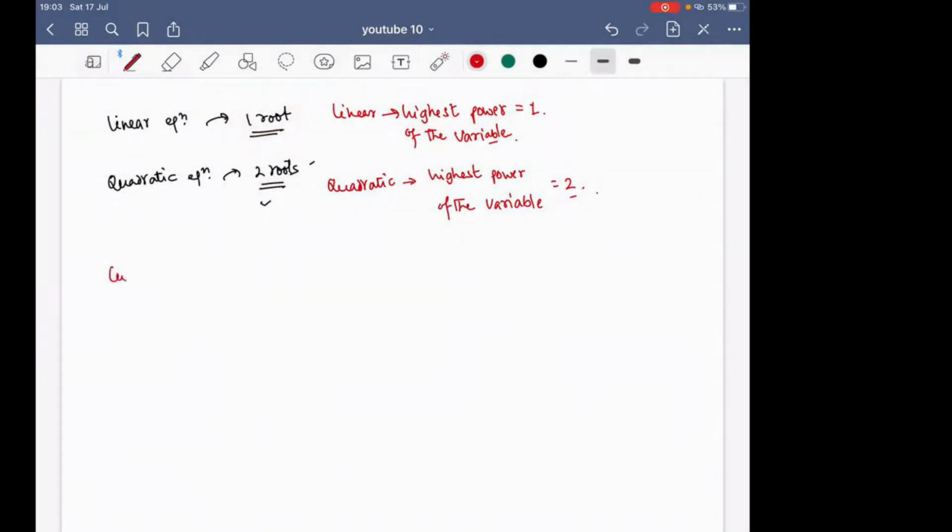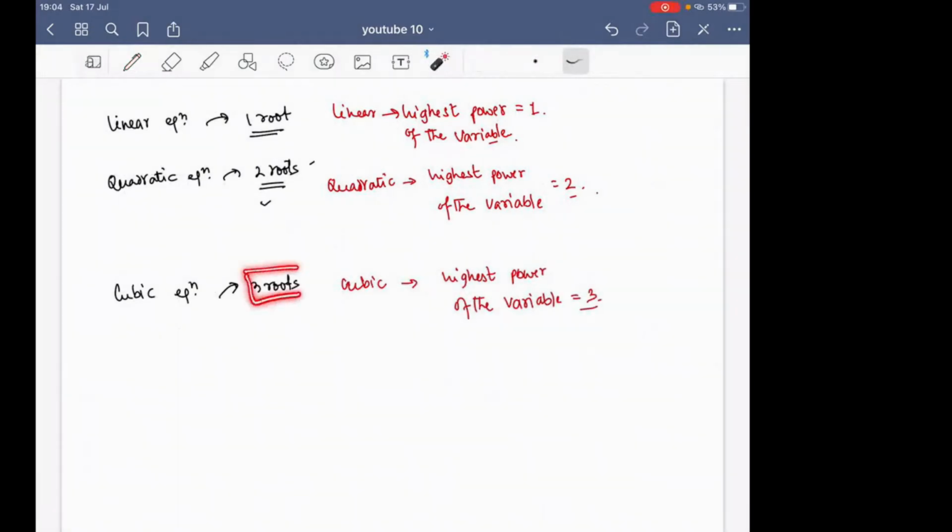If we have a cubic equation, let me draw with the same color. If we have a cubic equation, we have known that the highest power is 3, right? We will have three roots. Okay, so cubic, highest power of the variable is how much? This is equal to 3. So the number of roots and the highest power of the variable, they are the same.